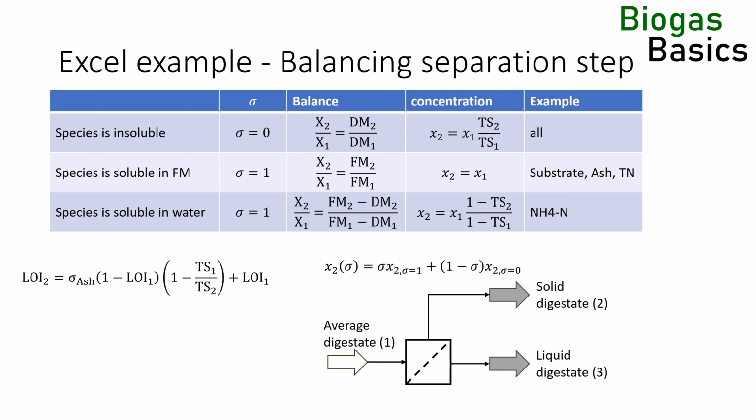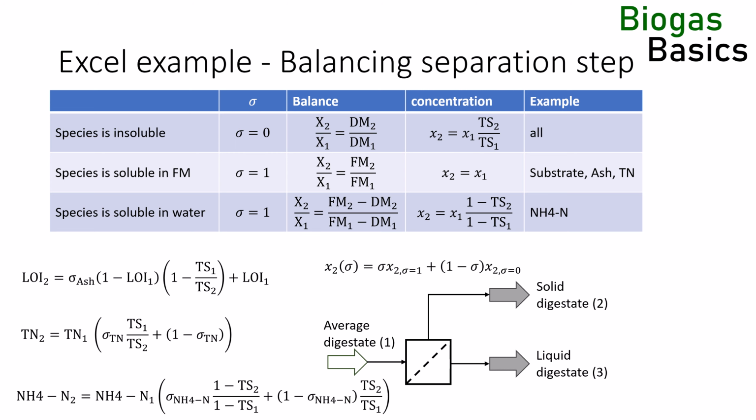The organic nitrogen is fresh matter soluble, but the concentration is dry matter related. The concentration of organic nitrogen in the solid digestate is Tn1 times (sigma Tn times Ts1 over Ts2 plus 1 minus sigma Tn). For total ammonia nitrogen, the concentration in the solid digestate is the concentration in the average digestate times (the solubility of NH4-N times (1 minus Ts2) over (1 minus Ts1), plus 1 minus the solubility of NH4-N times Ts2 over Ts1).